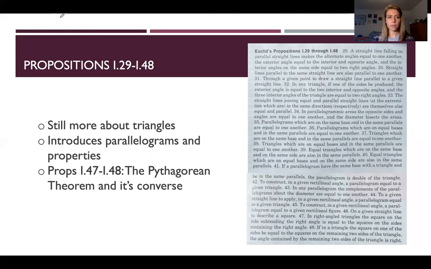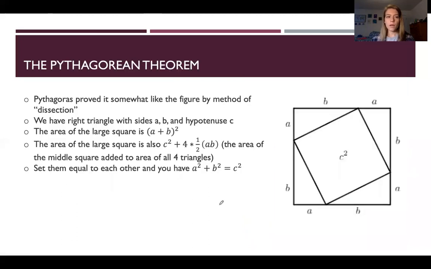I'm going to go ahead and move that back. Next slide. Okay, so the Pythagorean theorem. We're going to first look at Pythagoras' proof of it so you can kind of compare the difference between this one and Euclid's. It was thought that Pythagoras proved it somewhat like this figure here by the method of dissection.